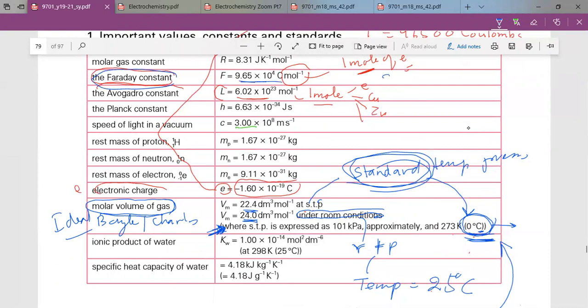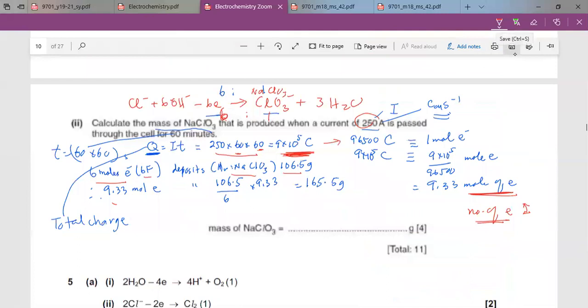which is 96500. So this is coulombs per mole. It means coulombs for 1 mole of electrons. So 1 mole of electrons has a total charge of this value here. So 96500 coulombs is 1 mole. So this amount of coulombs has this many moles, so this is 9.33 moles of electrons.